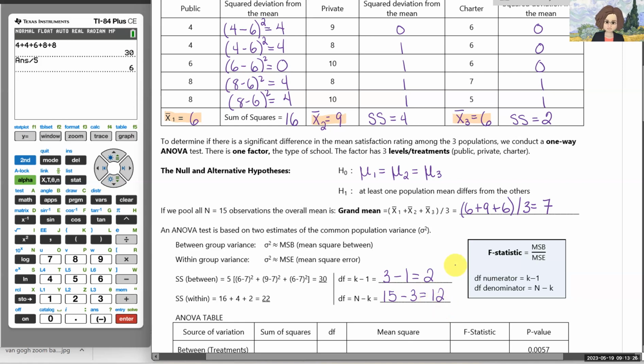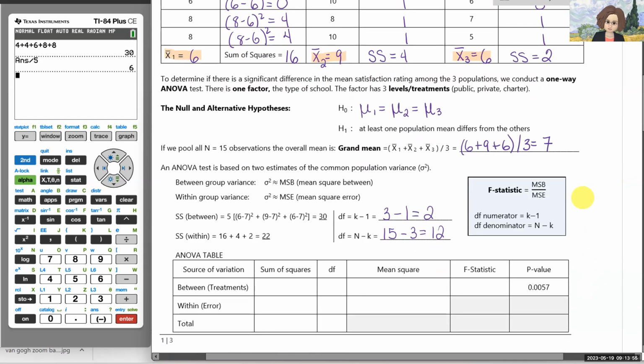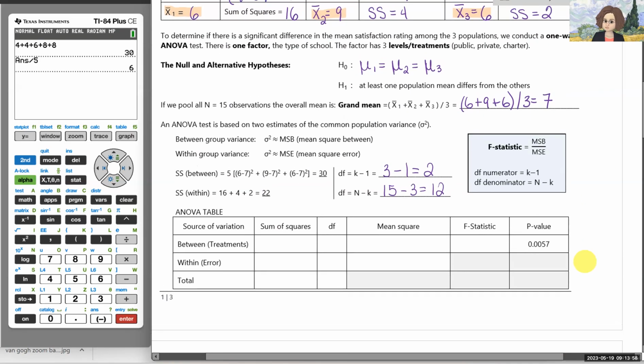Okay, and then our next step is to find the mean square. So a mean square is always a sum of squares divided by its degrees of freedom. And so I'm just going to scroll up to the top here. So this is what we're doing. The sum of squares divided by the degrees of freedom. So we're attempting to estimate the common variance by looking at 2 ways of estimating it, and then we compare the results of those 2 different ways of estimating variation.